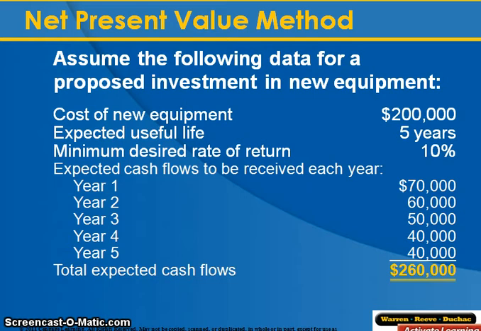This machine is going to bring in income for us. In the first year, $70,000. The second year, $60,000, then $50,000, and $40,000 and $40,000. In total, the total amount of cash flows is $260,000.